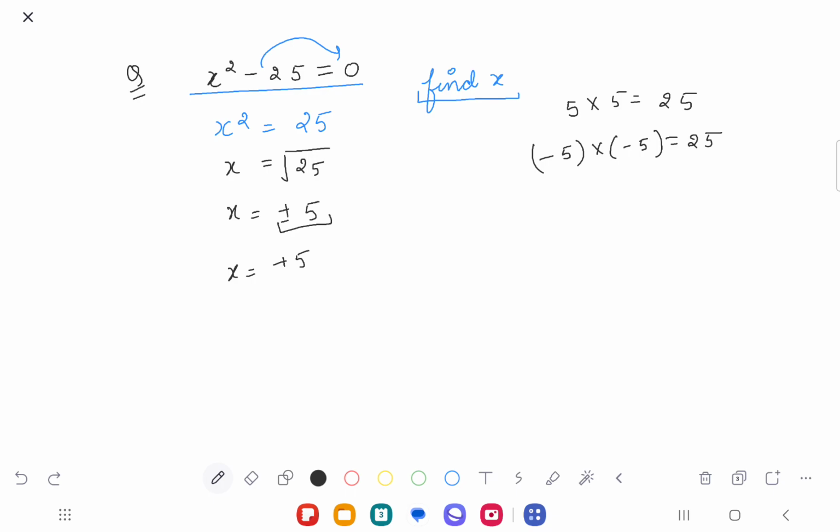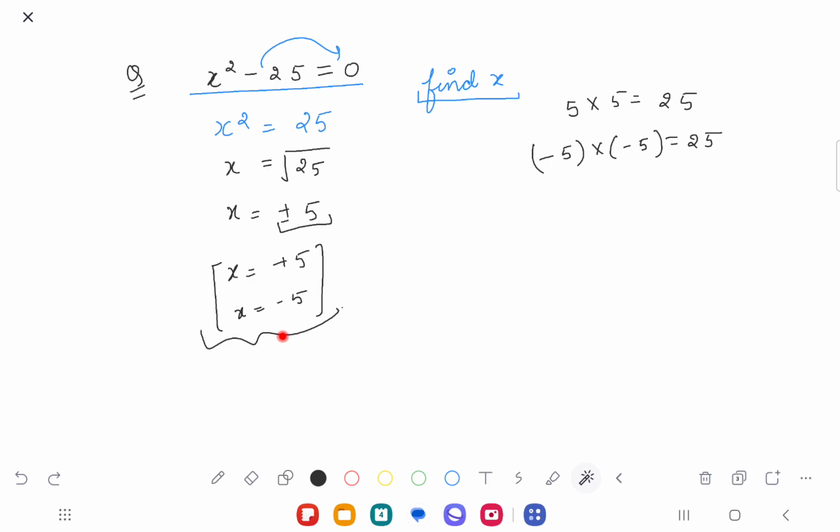So that's how it is going to be. So directly I can find out the two values. One shall be plus 5 and one shall be minus 5. That's how. So sometimes you don't need to actually use the quadratic formula. You can straight away put this value. Understood or not? Easy? Okay, so that's the concept.